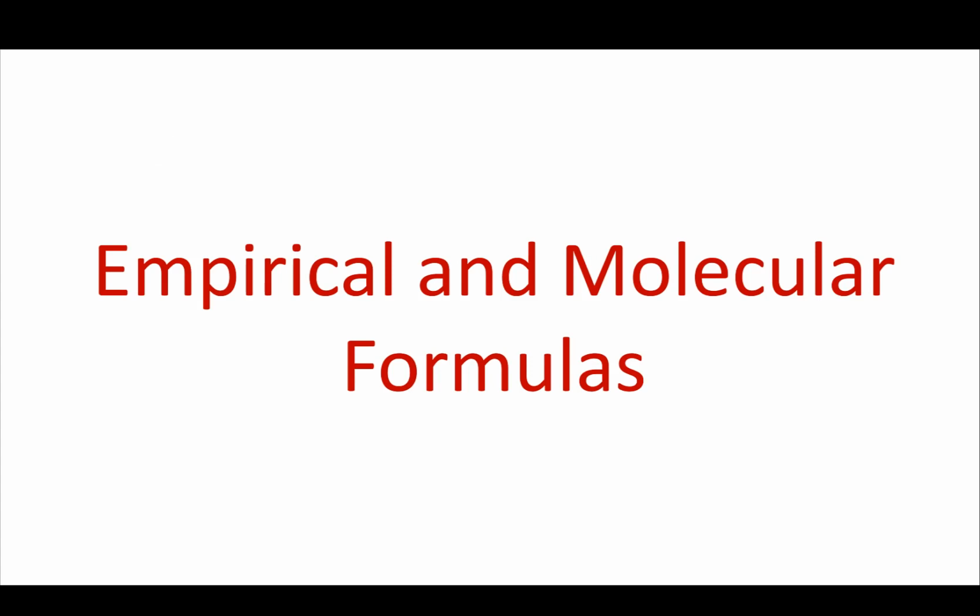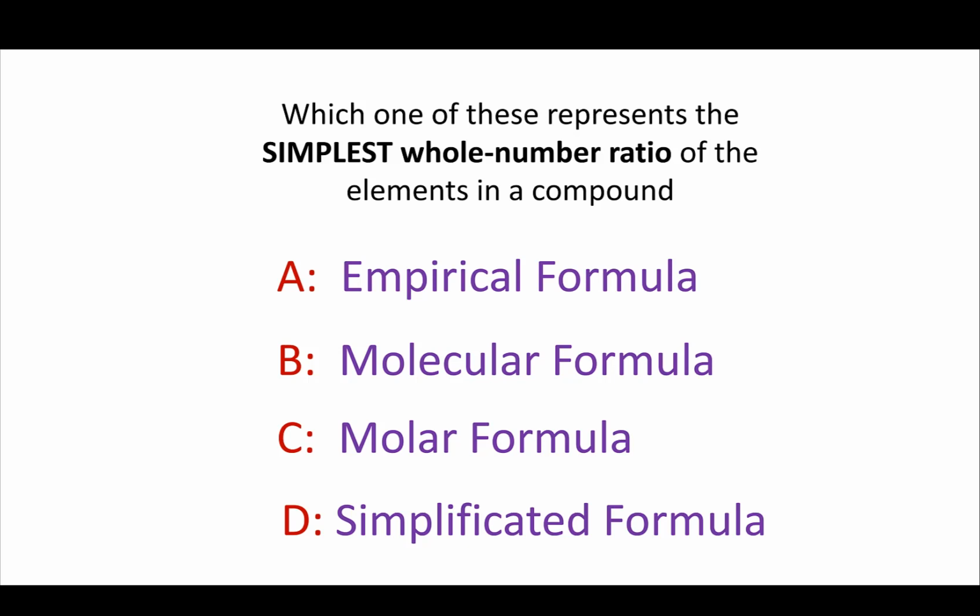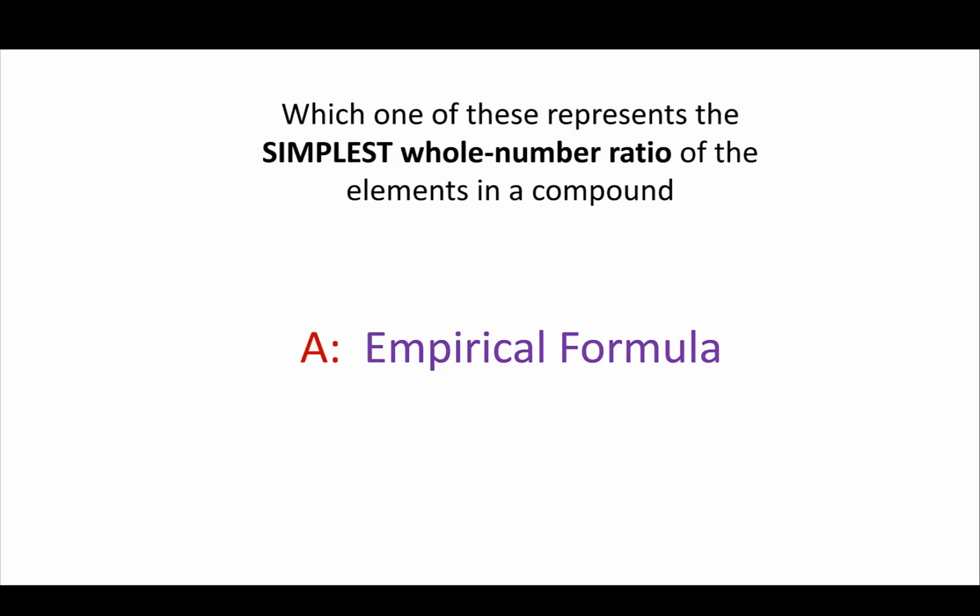Now we get to the easiest part, empirical and molecular formulas. So which one of these represents the simplest whole number ratio of the elements in a compound? Which one of these is the simplified version of the chemical formula? And the simplified version is going to be the empirical formula. So if you have something like C2H2, this is not simplified because both of these are divisible by 2. The empirical formula would actually just be CH in this case. I don't think that's a real chemical, but it would just be CH.